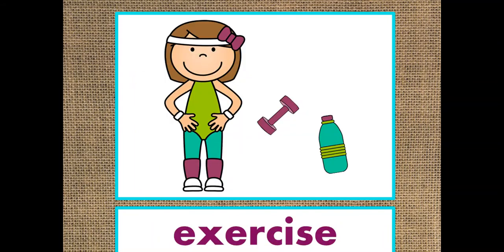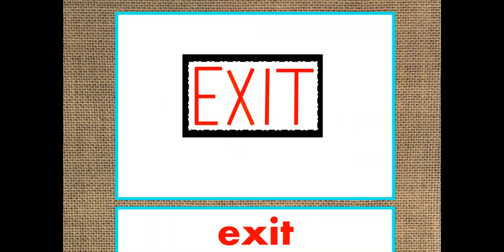Now we have the word exercise. Can you say exercise? In the word exercise, we hear X as the second sound. E is saying eh, and then we have X, exercise. The next word is the word exit. Can you say exit? Good job. Just like exercise, X is coming after the sound eh.